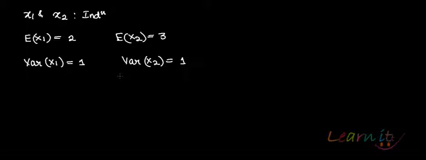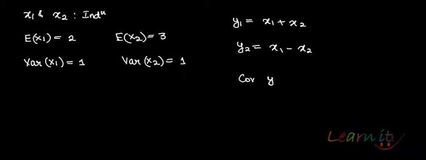Now there are two other variates which are dependent upon x1 and x2. Say y1 is equal to x1 plus x2, and y2 is equal to x1 minus x2. Now what you have to do is find the covariance of y1, y2.